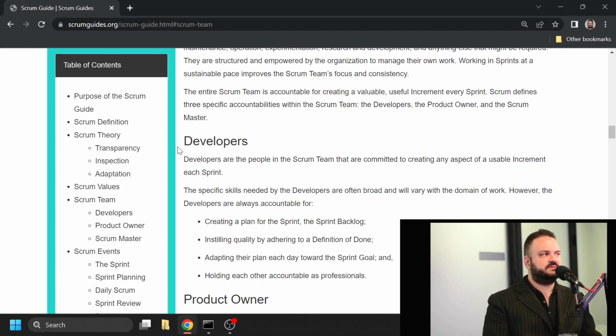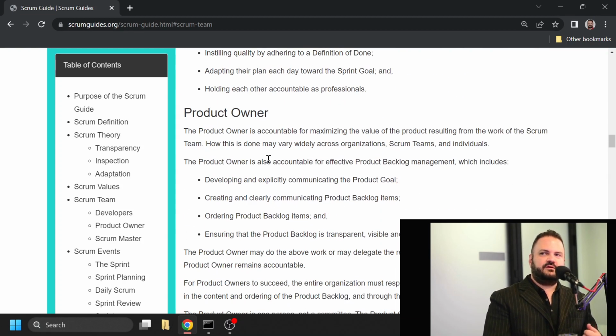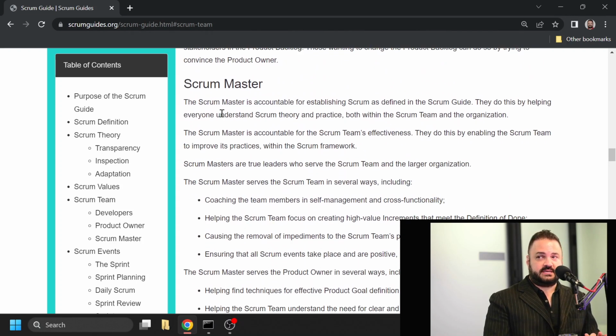So let's get the textbook portion of this podcast out of the way right quick. Conflict of interest is going to be the first thing that you see. So let's read the one-line description of product owner and Scrum Master and get that out of the way, because this is probably the thing that I am least interested in discussing. You got to read both lines. The product owner is accountable for maximizing the value of the product resulting from the work of the Scrum team. Second line. The Scrum Master is accountable for establishing Scrum as defined in the Scrum Guide. They do this by helping everyone understand Scrum theory and practice, both within the Scrum team and the organization.